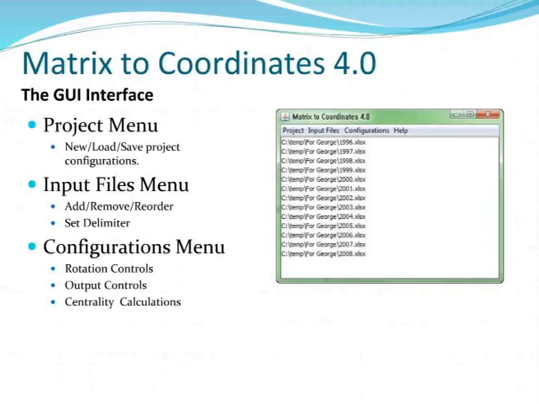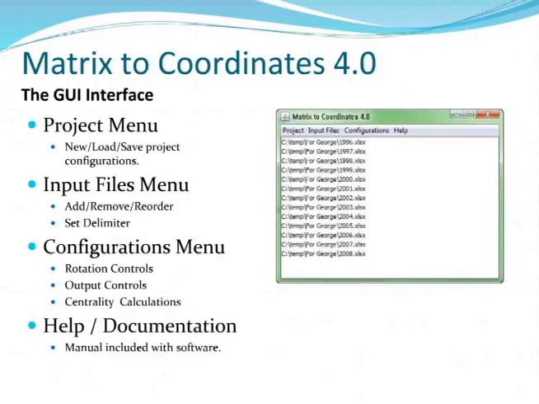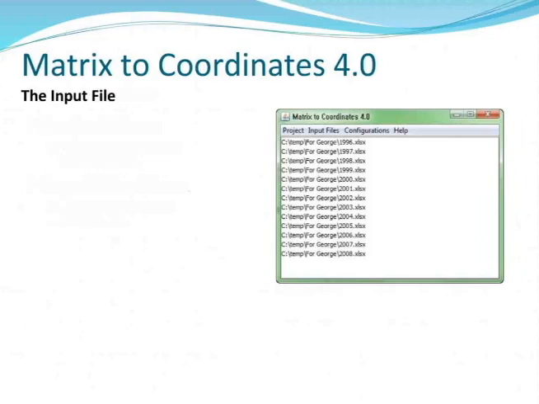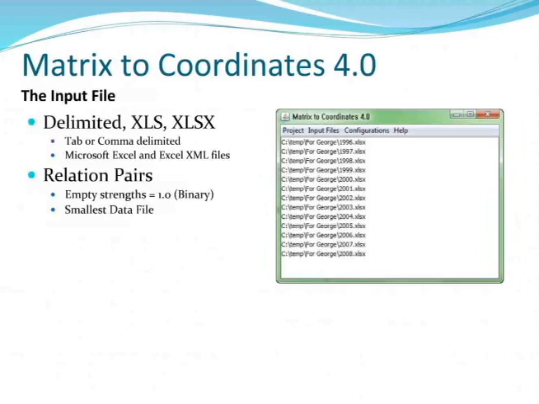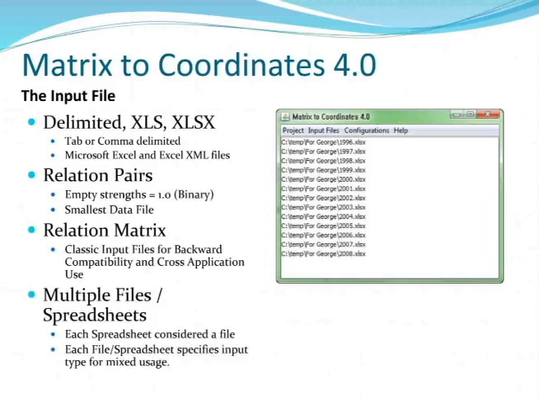Now, input files can be either tab delimited, comma delimited, Microsoft Excel 97 and older files, or the more recent Microsoft Excel XLSX files, which are XML. I can read all of them, and you can also do pairs, or you can do matrices as your inputs. The configuration menu will provide you the controls for how you're going to rotate, what kind of outputs you want to generate, and the centrality calculations you want to do. Of course, help and documentation are available. I highly recommend reading the documentation. It'll give you great insight into the various options.